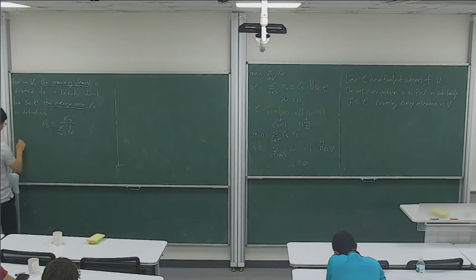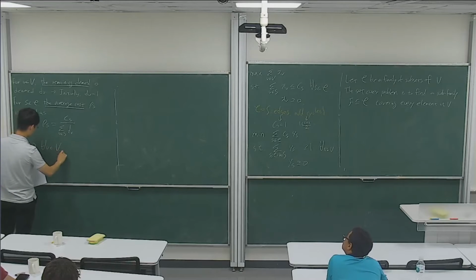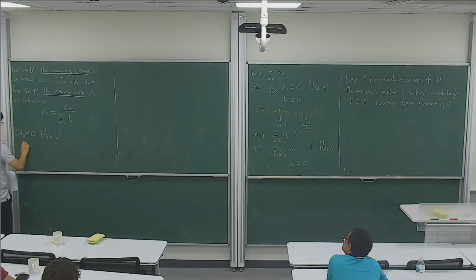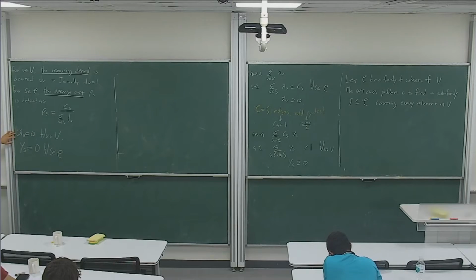For each vertex, I'm going to use auxiliary variables x for each vertex in V, and also an auxiliary variable y for each subset S. Initially these are 0. Once you start covering a vertex v, you increase the value of x_v. And when you start using a subset S, you increase the value of y_S.